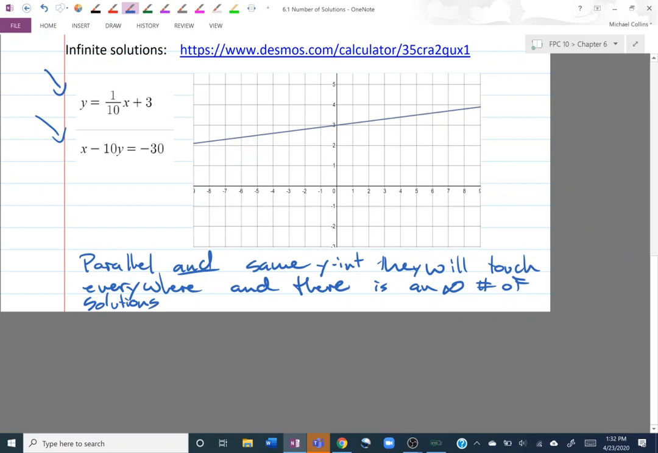So I think it's worth noting while we're talking about this that, for example, the point 2, 1 isn't a solution to either of them. So it's not that every single pair of points is a solution. But this point here, say 0, 3, this y-intercept, is definitely a solution for both of them.